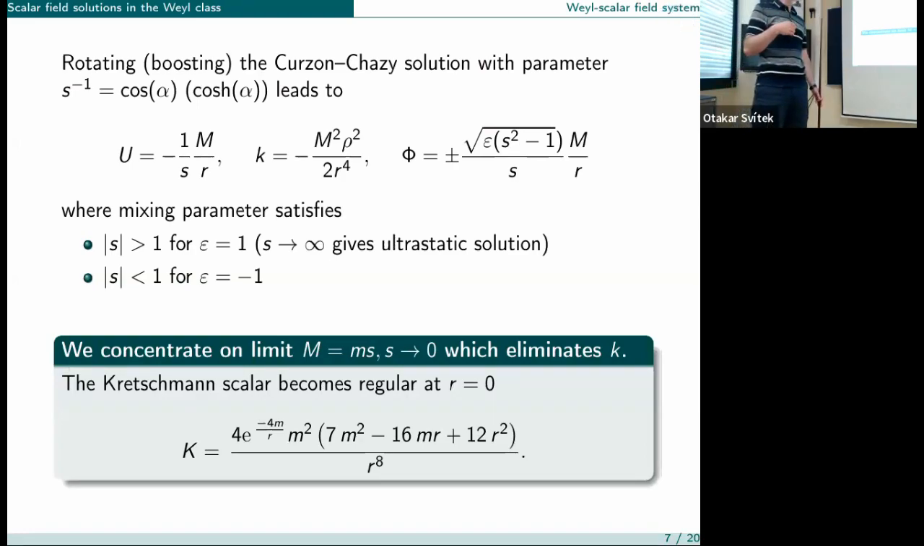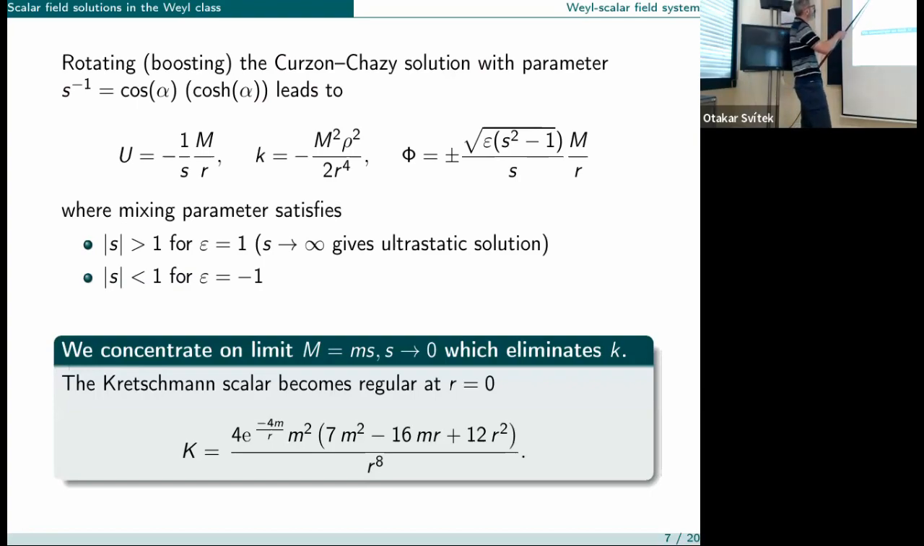Ultrastatic, as I was saying, means that the stationary Killing field is covariantly constant, so each term in the Killing equation is by itself 0 automatically. One doesn't need to symmetrize. So now we do this rotation or boost of the original Curzon-Chazy solution. So it's a vacuum solution, and by this boosting or rotating, we will induce a non-trivial scalar field.